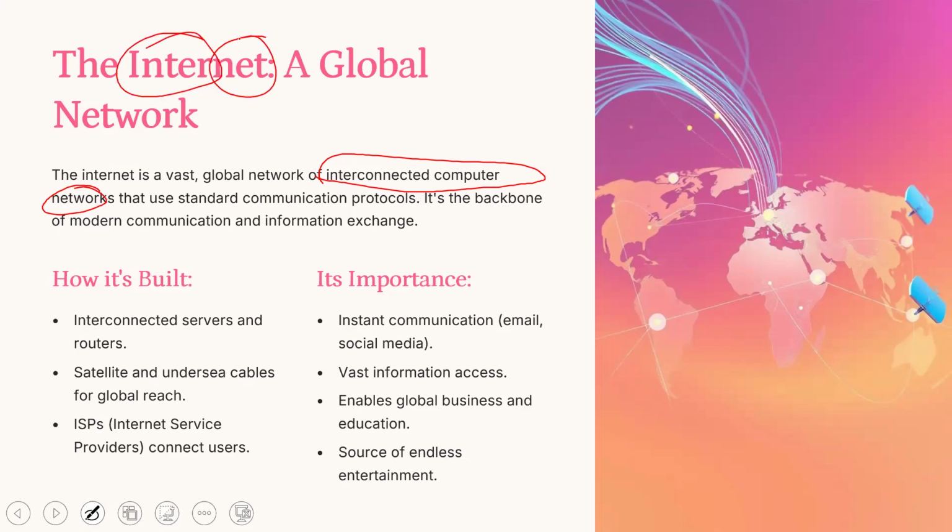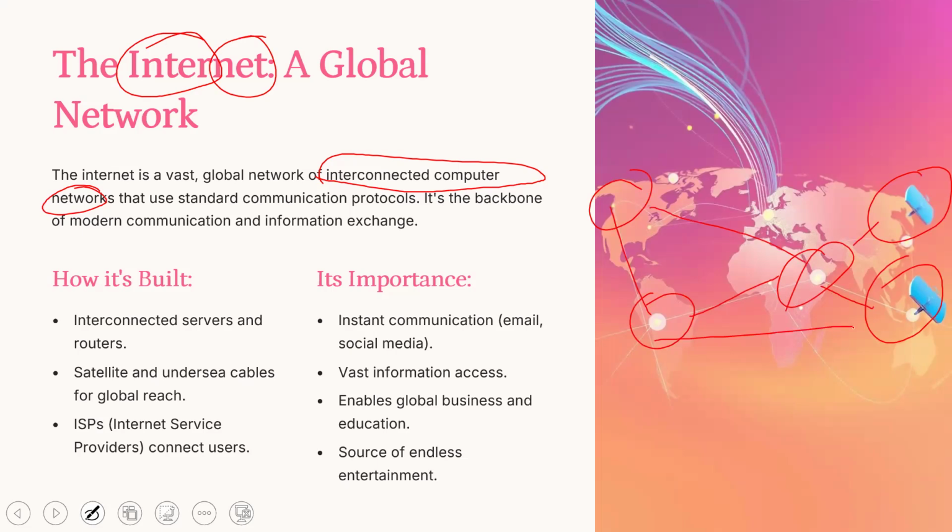interconnection of networks. Okay, so you have a network in one continent, you have another network in another one, you have another network somewhere, you have another network. And then these networks are interconnected together, you understand. And why do you need to interconnect them? You want to share resources, you want to share access and things like that. So that's where you get the internet. How is it built? Interconnected servers and routers.